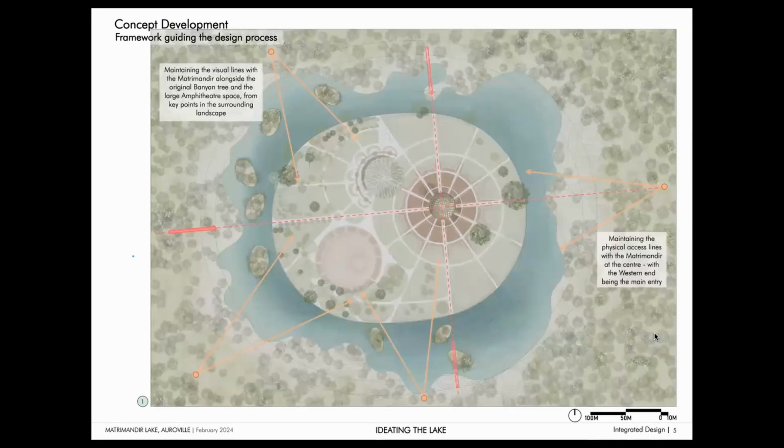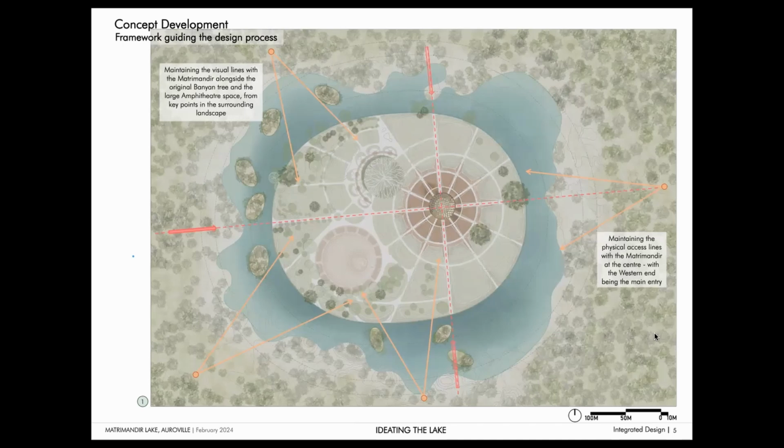Now, there are some key visual and physical considerations that also determine how this lake will be developed. One is the set of the three cardinal points, the north, south, and the west being the primary axis that leads us towards the Matrimandir. Though the eastern axis, the cardinal point does exist, this is not meant for physical access into the island.